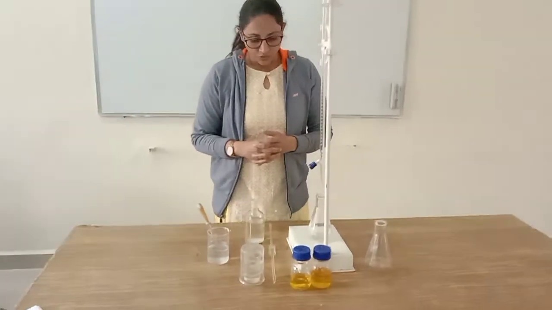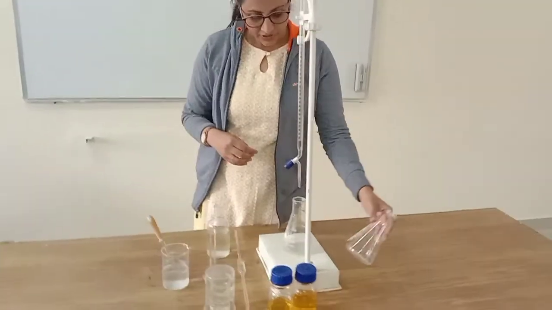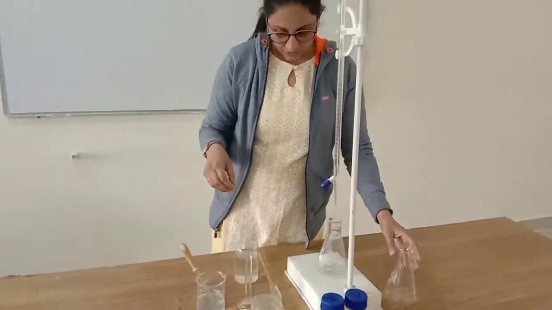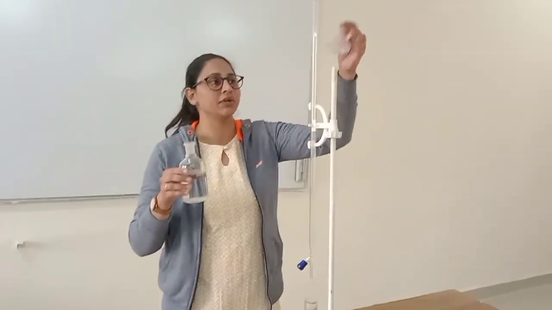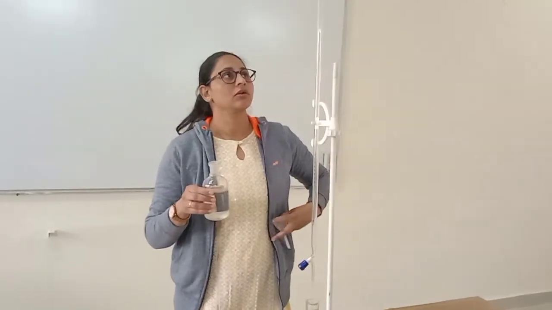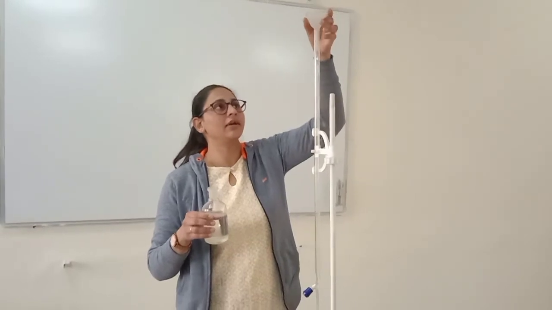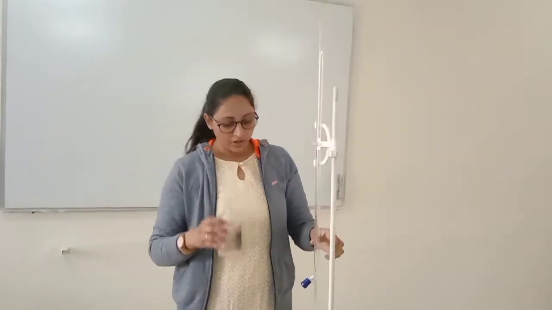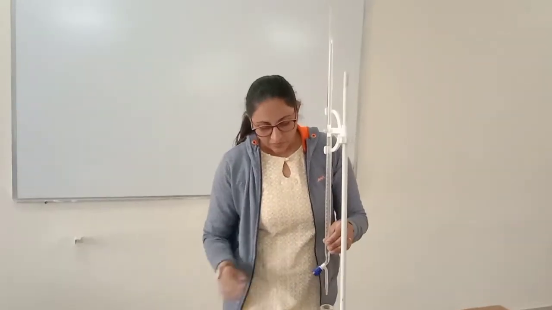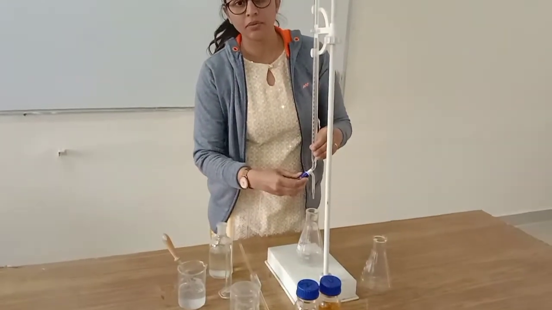So what we need to do? First we need to fill the burette with the hypo solution. This is our known solution. We are going to keep this funnel at the top of the burette. This is the burette stand and this is the burette. First we have to keep in mind that the burette should be locked from the bottom.